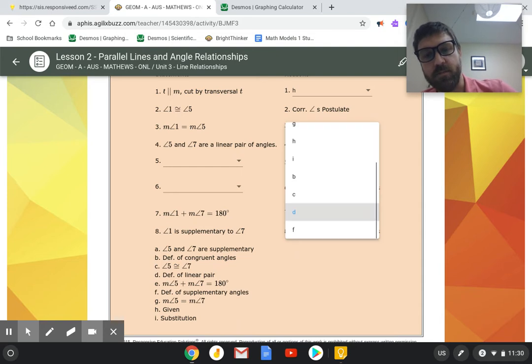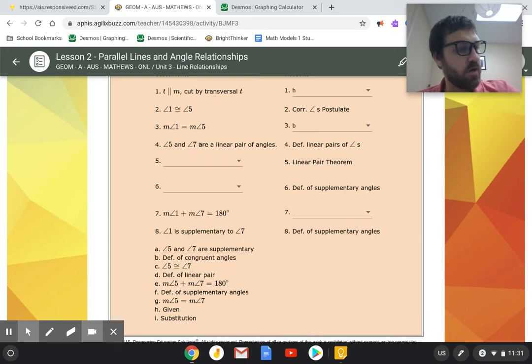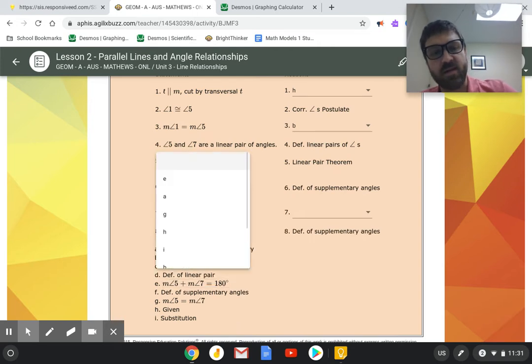Nope, not D, B. Angle 5 and angle 7 are a linear pair of angles. That is a definition of linear pair. And then because they are a linear pair, we know that they add up to 180 because that's what linear pairs are. So then 5 and 7 add up to 180 is our next answer choice.